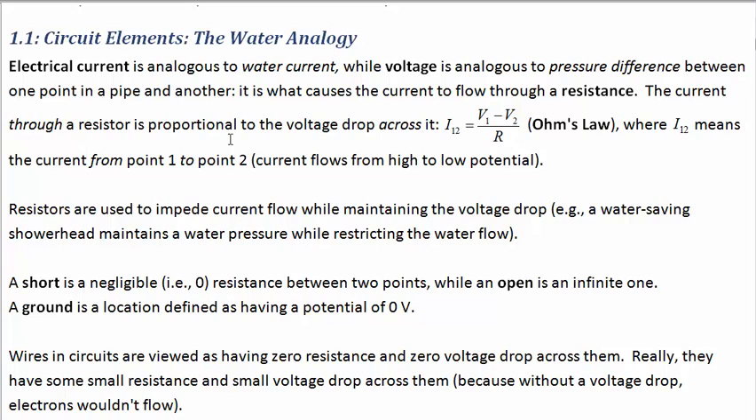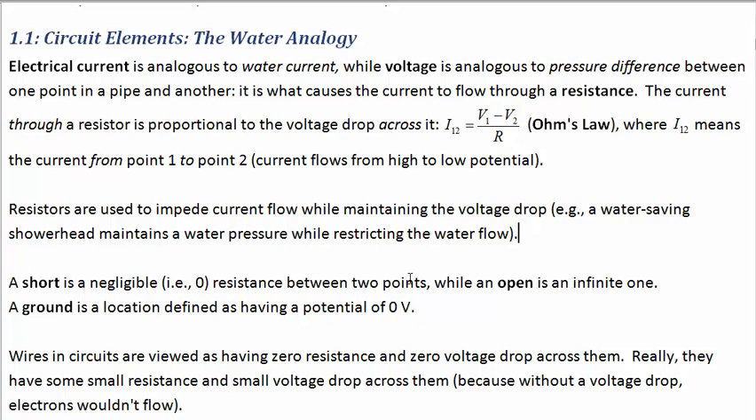The current through a resistor is proportional to the voltage drop across it in that equation of Ohm's Law, in that we can write Ohm's Law: I12 = (V1 - V2)/R. I12 is the current from point 1 to point 2, and V1 minus V2 would be the voltage difference across the resistor R, the voltage drop across the resistor R. Now, resistors are used to impede current while maintaining a voltage drop. So a water-saving shower head maintains a water pressure while restricting the water flow.